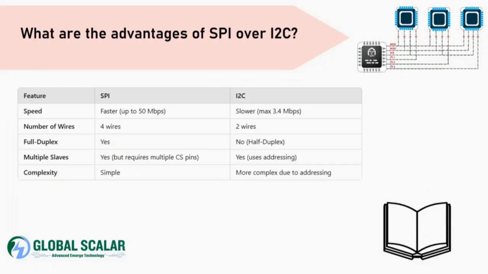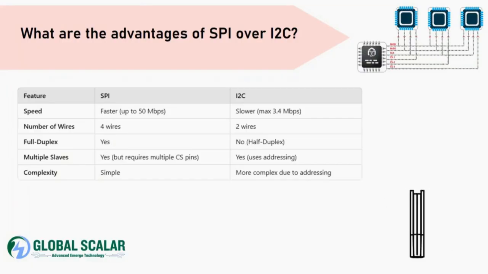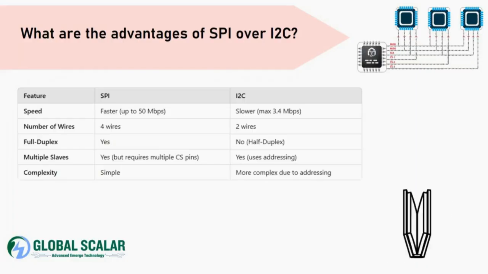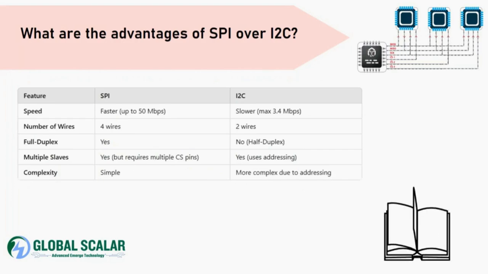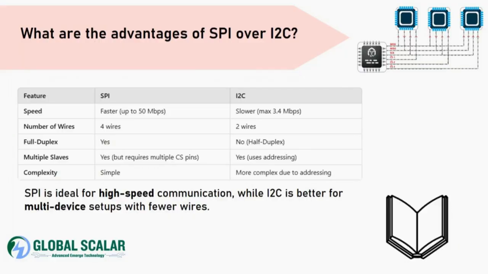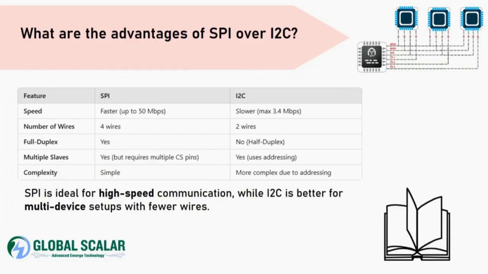Multi-slave: both SPI and I2C support multi-slave communication, but the difference is that in SPI the data is transferred based upon the chip select, and in I2C based upon the address. SPI is very simple, since the data is transferred based upon the slave select, while I2C is more complex, since the data is transferred based upon the address. SPI is ideal for high-speed communication, while I2C is better for multi-device setups with fewer wires.